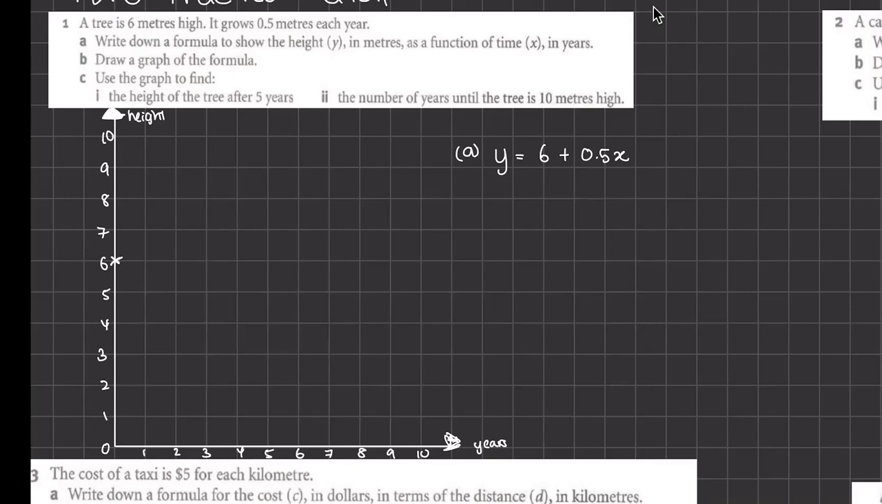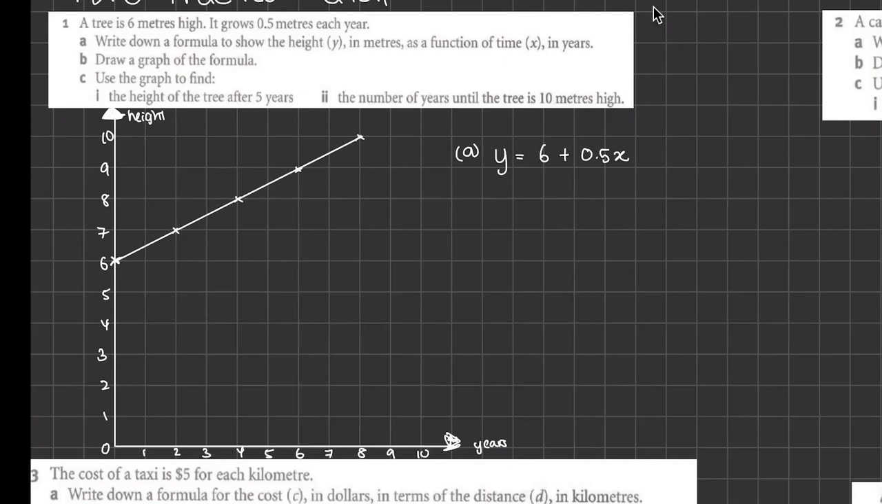This is the beginning. And every 2 years, it increased by 1. So that's what I'm going to do. Every 2 years, it becomes 6, becomes 7, 7 becomes 8, 8 becomes 9, 9 becomes 10. So just draw a line like that, and then put it back.